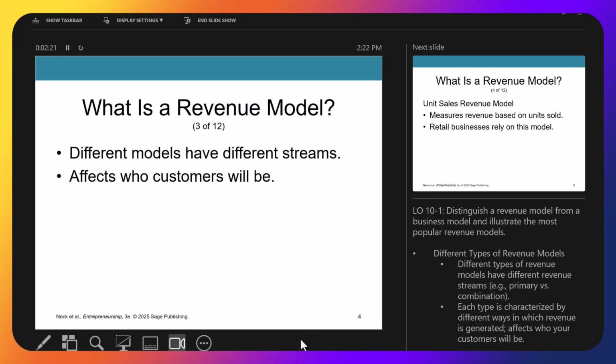What is a revenue model? Different models have different streams, which affects who customers will be. When you look at the different models, they have different purposes, but most importantly, different types of models will determine who the customer will be.